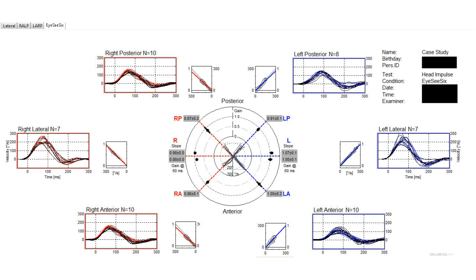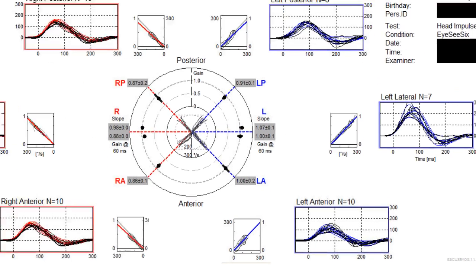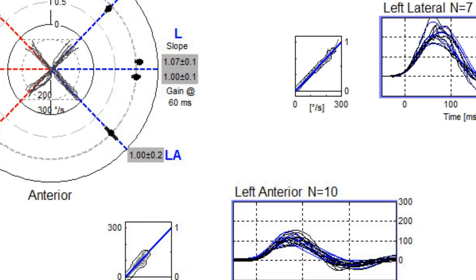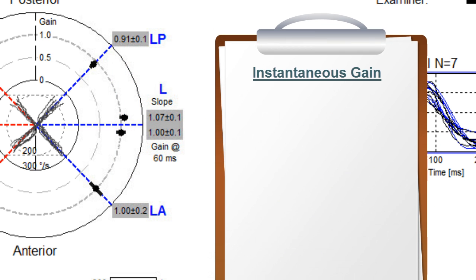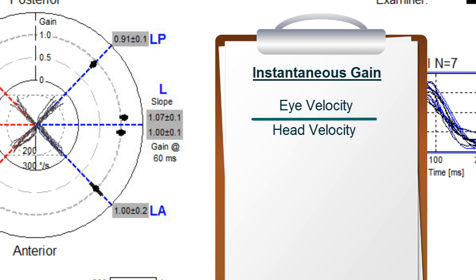The report focuses around a gain plot displayed in the center that shows VOR gain for each of the semicircular canals. The gains shown for the vertical canals are based on regression analysis, while the lateral canals show both regression-based and instantaneous gain measures. Instantaneous gain has been validated as the gold standard for vestibular ocular reflex measures and evaluates the difference of eye velocity to head velocity at 3 particular times: 40, 60, and 80 milliseconds. The EyeSeeSix report displays the most commonly researched time of 60 milliseconds.